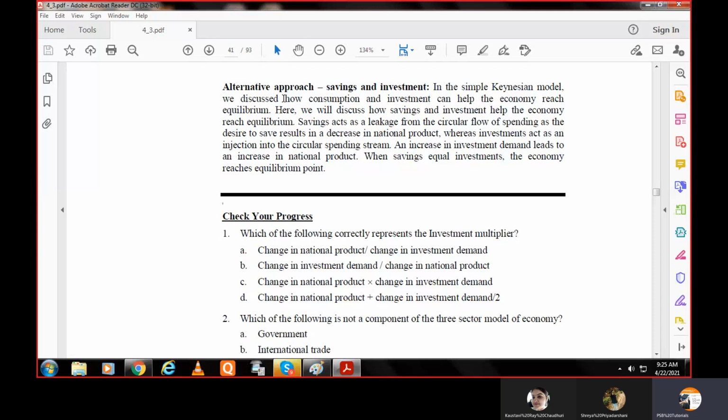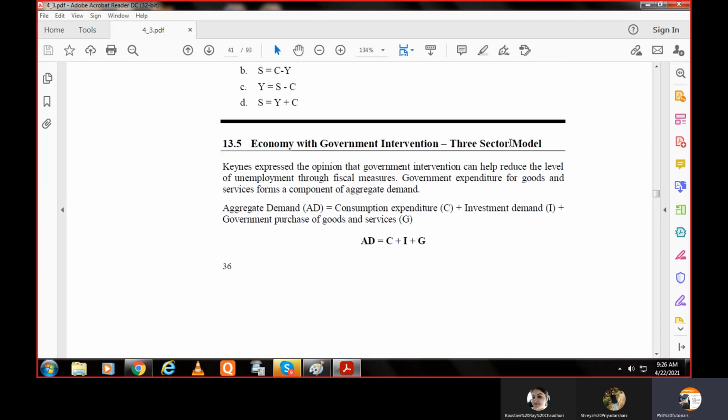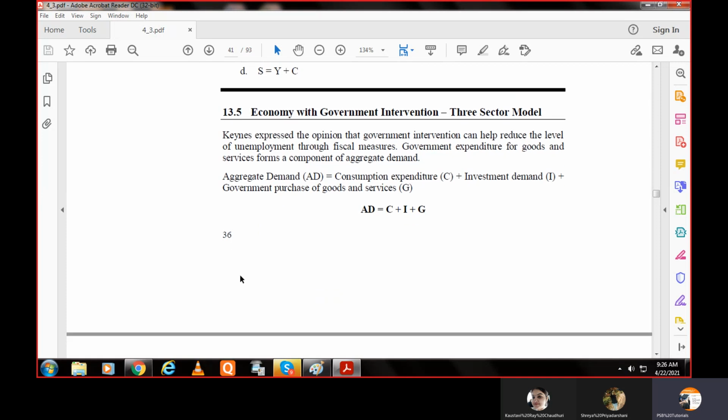Okay, there's also an alternative approach to savings and investment. In the simple Keynesian model, we discussed how consumption and investment can help the economy reach equilibrium. Here we'll discuss how savings and investment help the economy reach equilibrium. Savings as a leakage, we have discussed all this in our circular flow, same thing is there. So now let us move to the economy with government intervention.